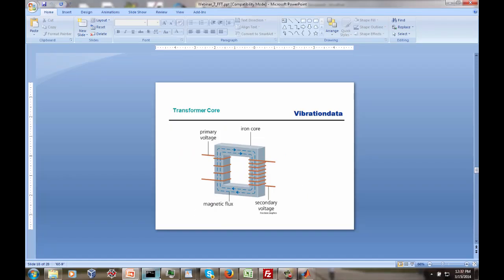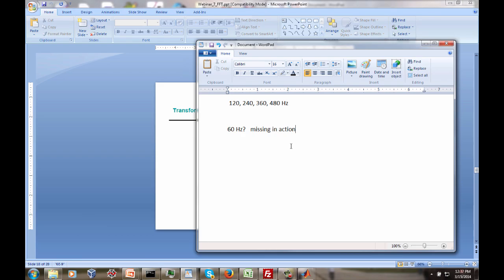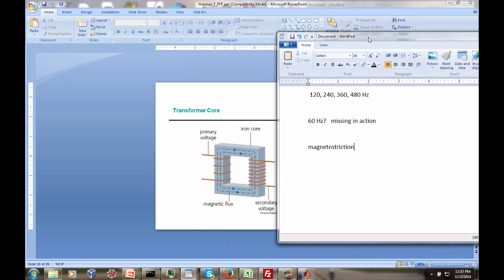And that sound is going to be called by the name of magnetostriction. So what's happening with this magnetostriction is that the iron core is actually undergoing mechanical oscillations. So our iron core is undergoing mechanical oscillations in response to the oscillating electromagnetic field.